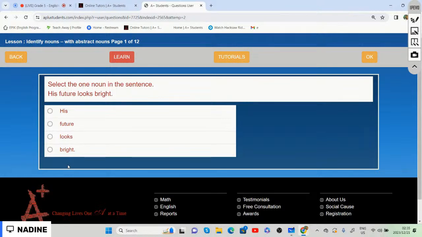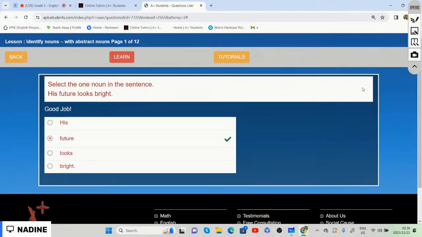All right, and if we select the abstract noun within the sentence, then we can say future is our abstract noun, because future is something that you cannot see. We cannot see our future. We cannot hear our future. We cannot touch our future. So future is correct. Well done.